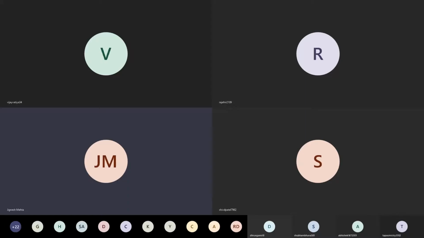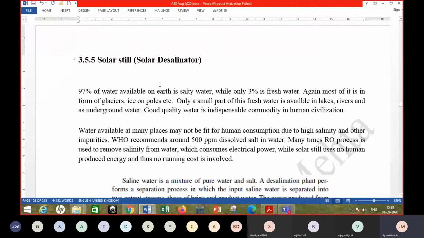Yes, so we are discussing the solar still or solar desalinator, which is a device that uses solar energy, the heat, and utilizes it for removing the salt from water or providing salt-free or distilled water.